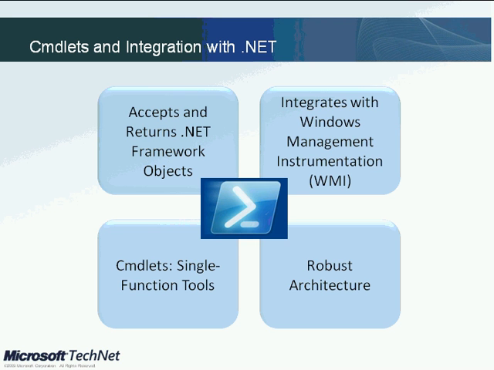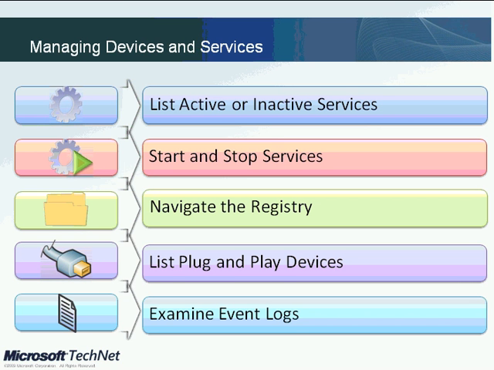Windows PowerShell includes a number of built-in commandlets that make accessing and managing key Windows 7 system components very simple. Let's have a look at that. So instead of having to use a variety of tools with different interfaces, Windows PowerShell gives you access to the registry, Windows services, and even devices and event logs, all from the shell's command line interface.